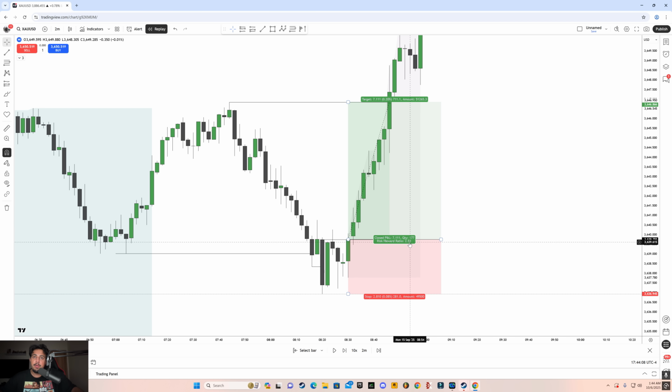1 to 2.53. If you took one partial at 1 to 2, that would have been nice. You could go break even at 1 to 2, and then the full TP would be here.